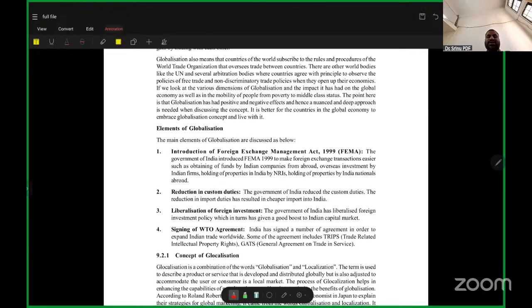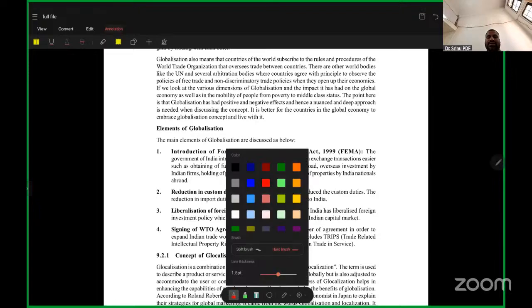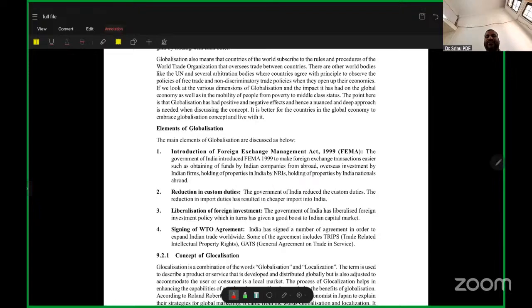Elements of globalization. Introducing foreign exchange management: the Foreign Exchange Management Act, shortly called FEMA, started in the year 1999. Reduction of customs duties: if you want to export or import anything from another country, different kinds of duties are involved. Because of globalization, they reduce those customs duties.